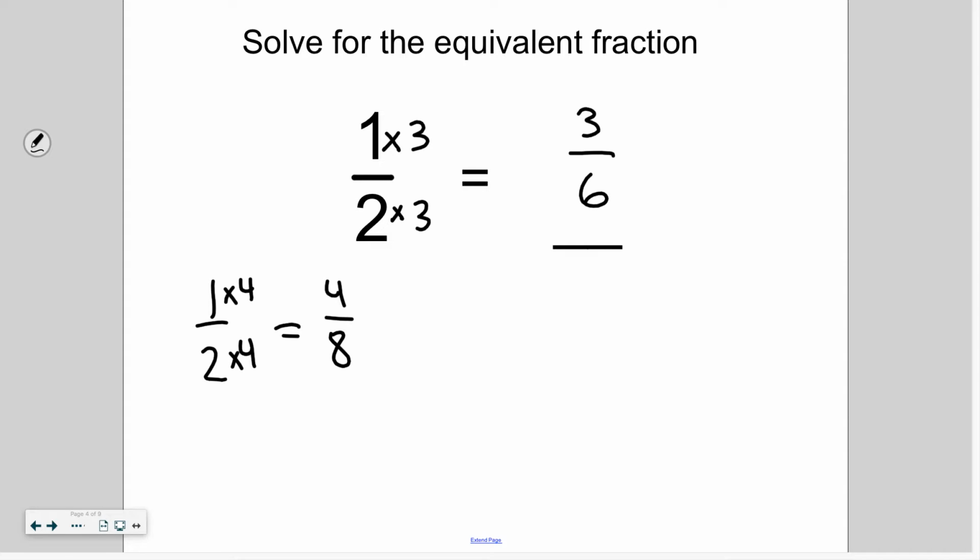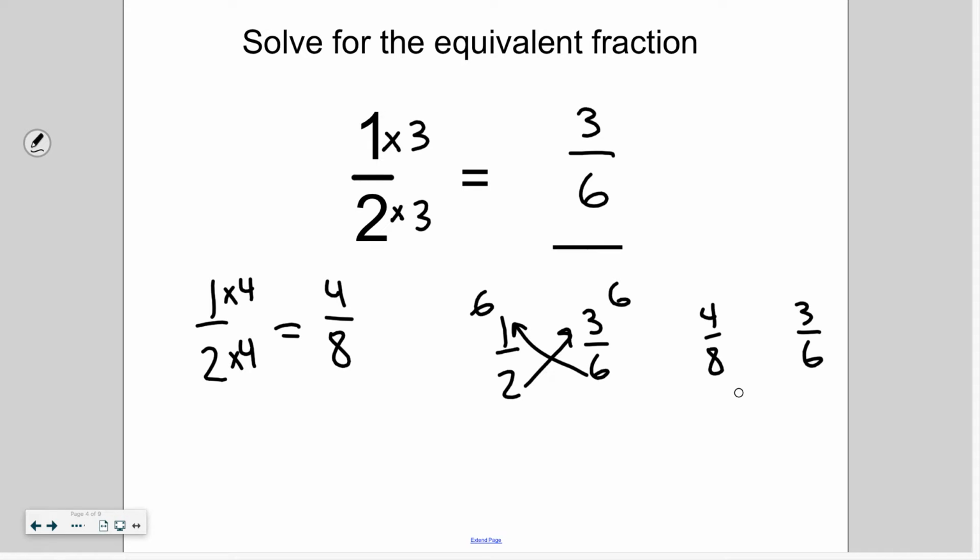Now these should both be equal to 1/2. So I'm going to prove that, or actually check my work using cross multiplication. So let's do 3/6 first. I'm going to cross multiply. 2 times 3 is 6. 6 times 1 is 6. So that's equal.